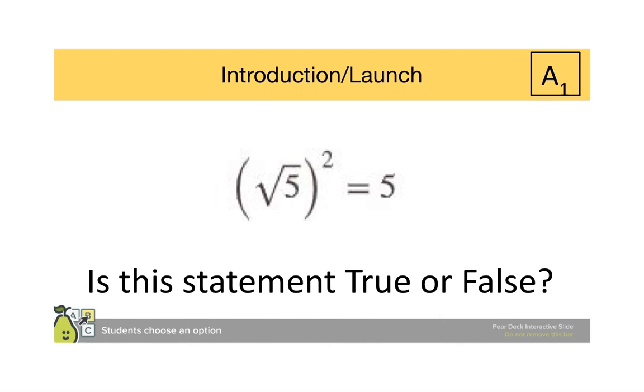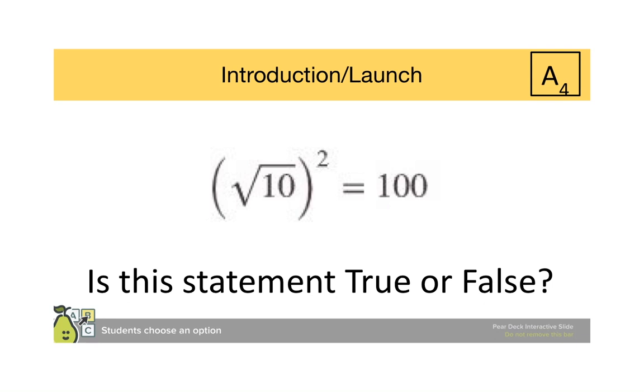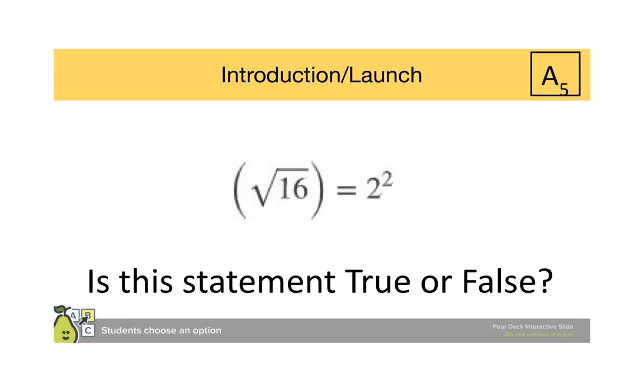So, square root of 5 squared is equal to 5. That statement is true. Square root of 9 squared equal to 3. It is false. 7 equal to square root of 7 squared is true. Square root of 10 squared equal to 100 is false. Square root of 16 equal to 2 squared is true.